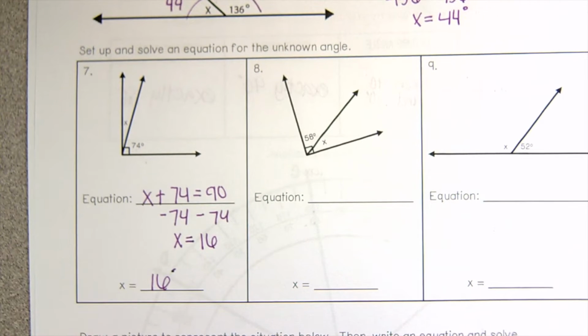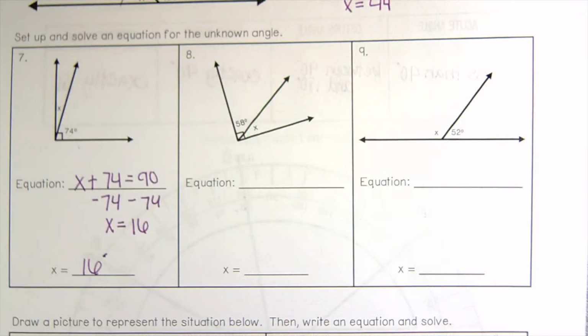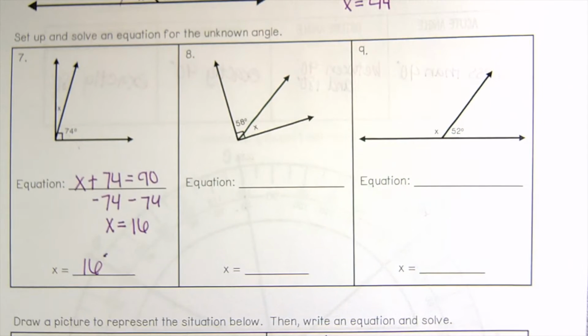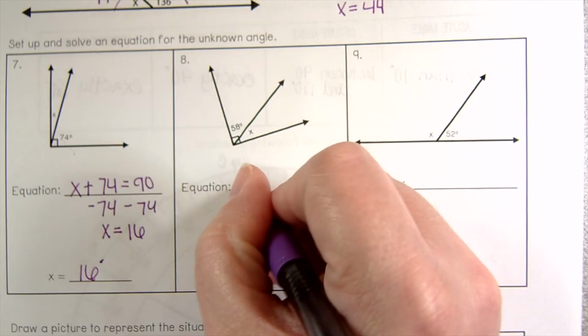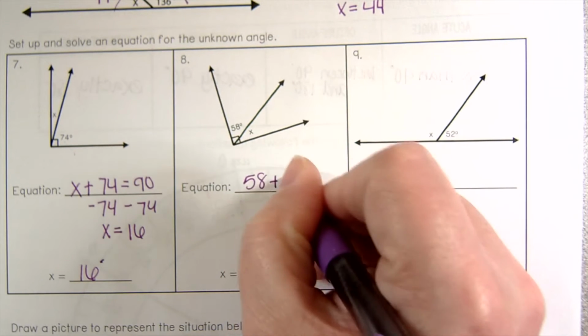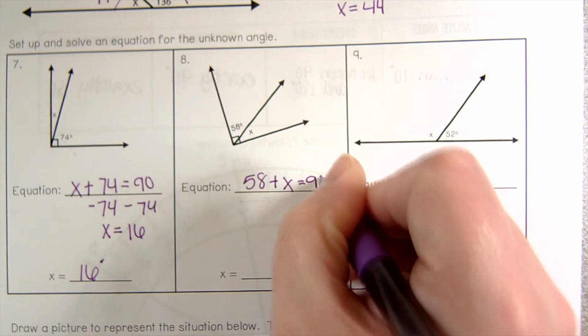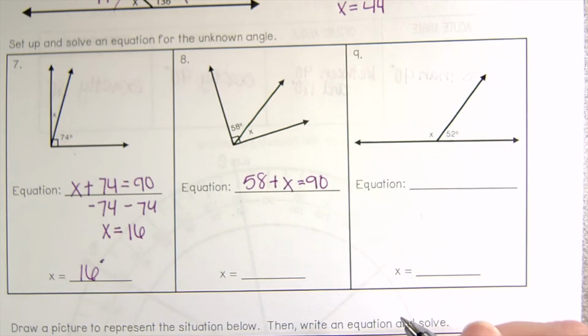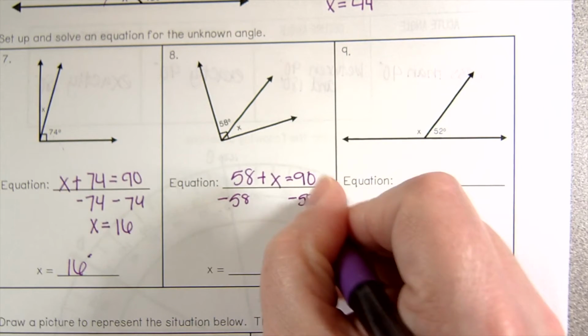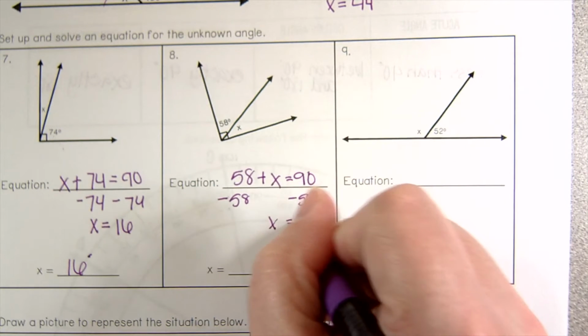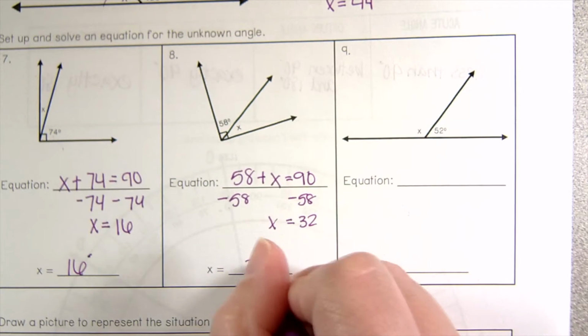Alright, everybody try number 8 and 9. For number 8, what should the equation be? 58 plus X equals 90. And when you solve that, what do you do to both sides? Subtract 58 from both sides. So X equals, so X is 32 degrees.